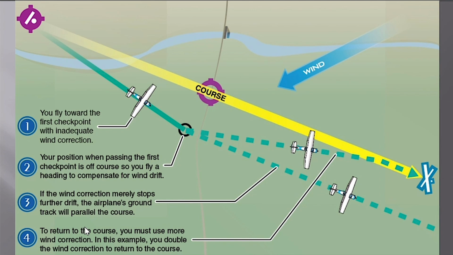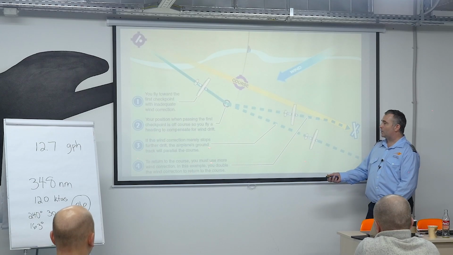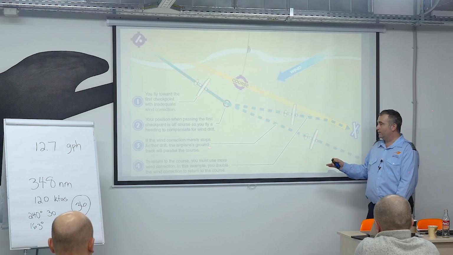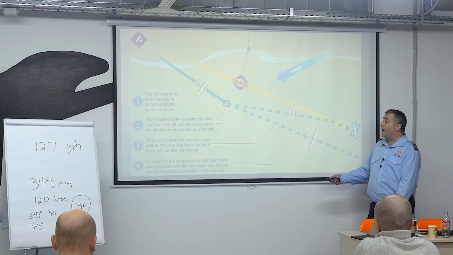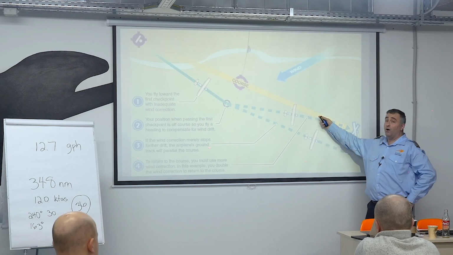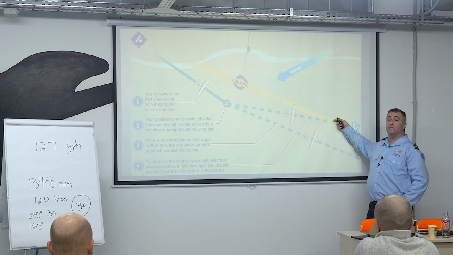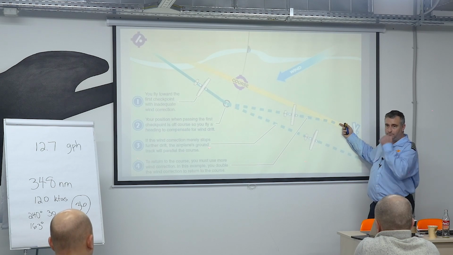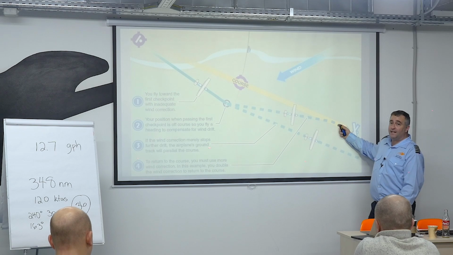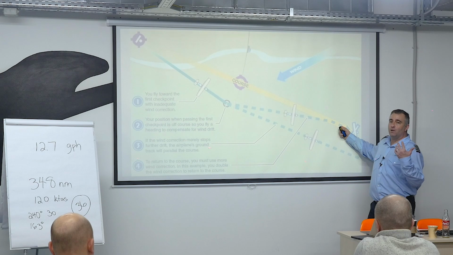I don't want to parallel the course. So instead, to return to the course, I have to use a little more wind correction. In this example, you double the wind correction to get back onto my course, and then you re-intercept here. This is a very easy concept to understand, but I really want to make sure everybody is okay with it.